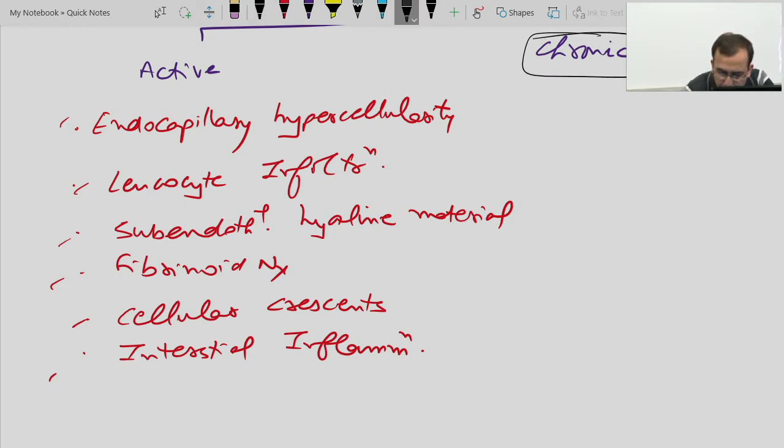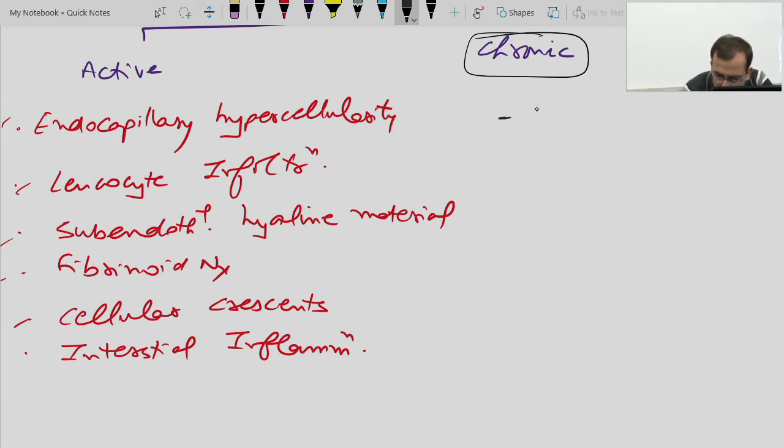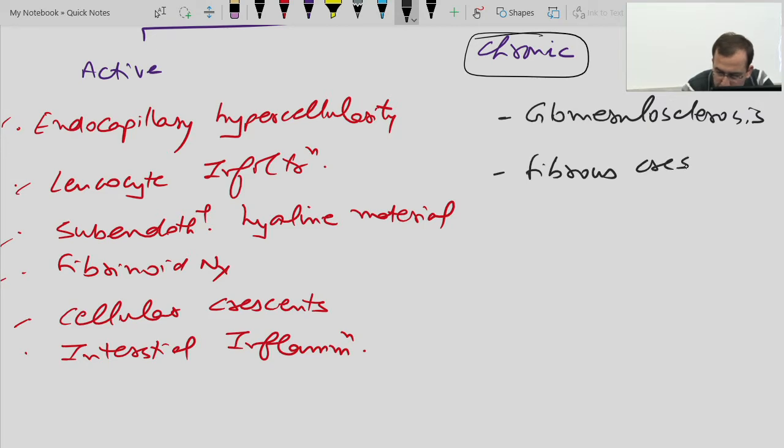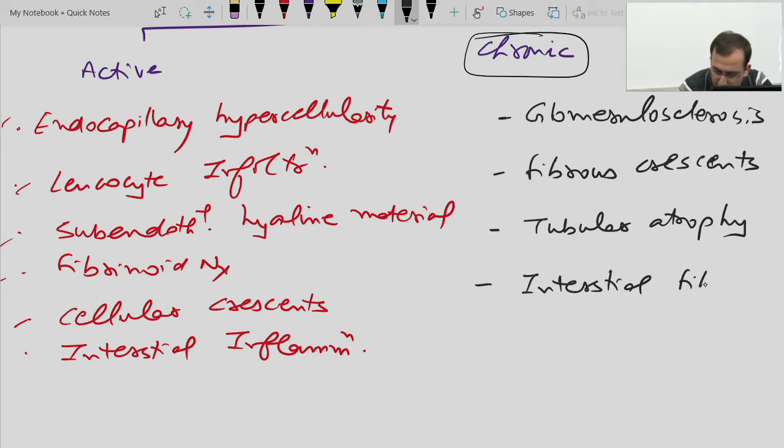Versus chronicity, which is marked by glomerulosclerosis, presence of fibrous crescents. Please note, cellular crescents are active, fibrous crescents are chronic. Also tubular atrophy and interstitial fibrosis. This is chronicity in lupus nephritis. So in the paper what was asked was interstitial fibrosis, which is a feature of chronic and not acute.